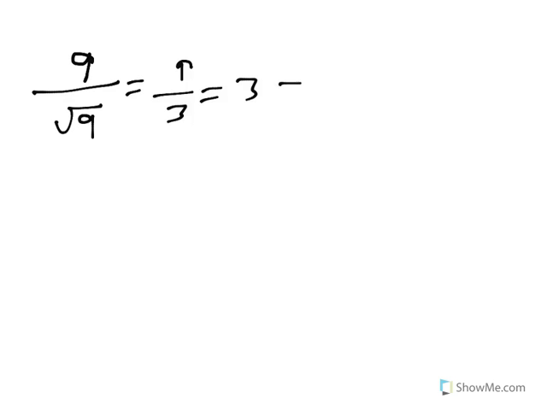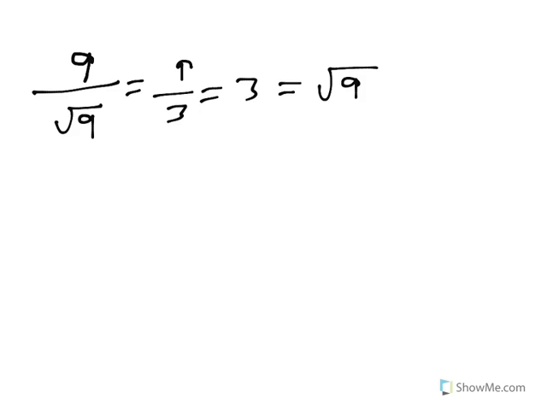When you divide something like 9 by its own square root, you end up with its own square root. 9 divided by the square root of 9 is also the square root of 9. That's what the square root means.